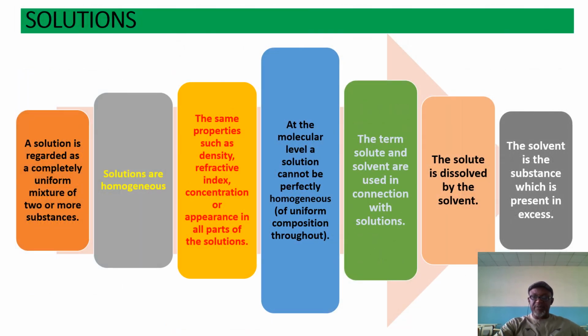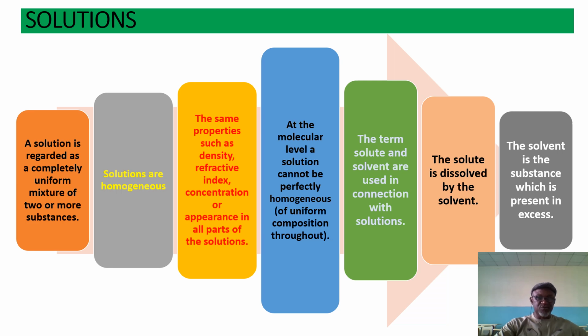Now, solutions. Remember we said homogeneous mixtures are also called solutions. So we're looking at solutions. We also looked at solution in the previous module. Now we're looking at solution again in a different way. So a solution is regarded as a completely uniform mixture of two or more substances. So solutions are homogeneous. Remember that's what we said. Now, the same properties such as density, refractive index, concentration, or even appearance in all parts of the solution are the same.